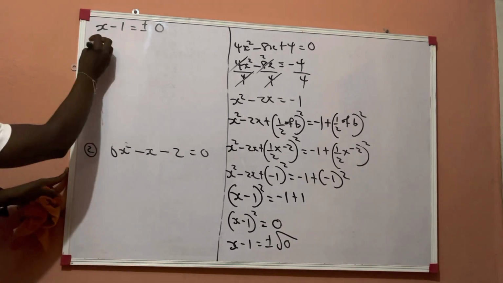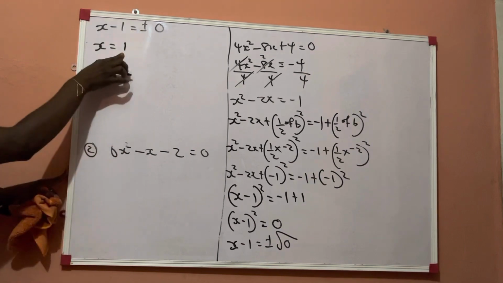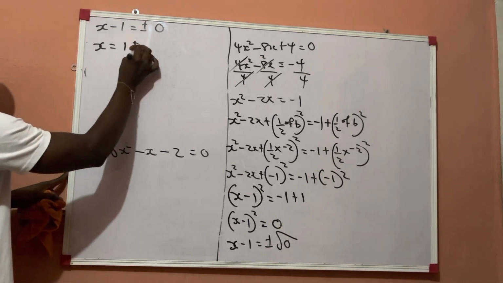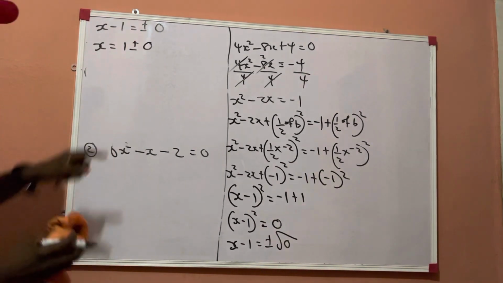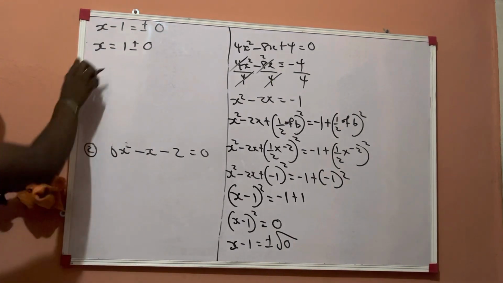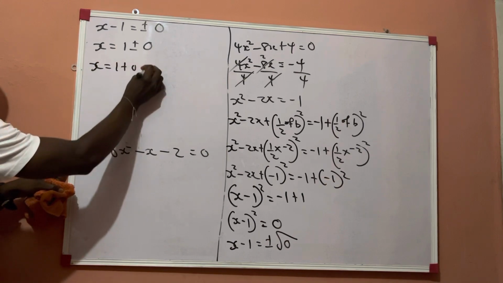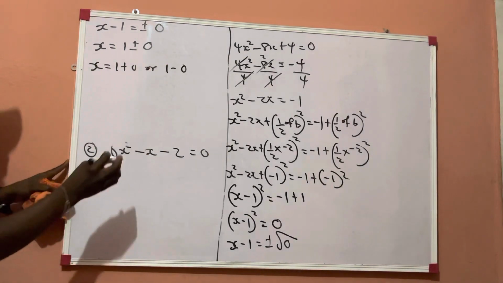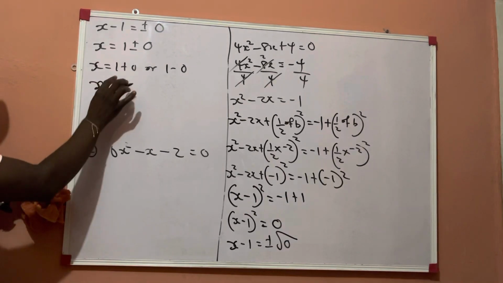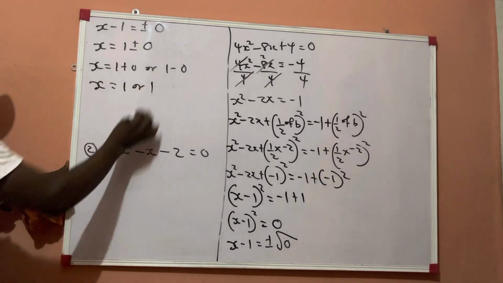What do we now have here? x is equal to 1. Minus 1 crosses to become 1. Now, plus or minus 0. Remember we said, when you have plus or minus separating two numbers, you separate. So here becomes x is equal to 1 plus 0 or 1 minus 0. So what do we have? x is equal to 1 plus 0 will give us 1, or 1 minus 0 will also give us 1.